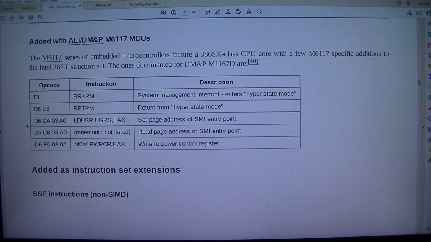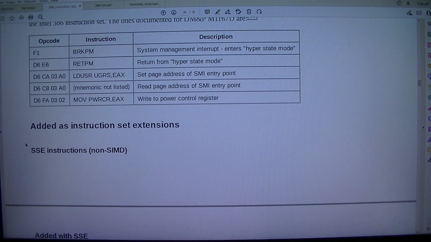D6CA030: mnemonic not listed, set page address of SMI entry point. D6C8030: mnemonic not listed, read page address of SMI entry point. D6FA030 MOVPWRCR EAX: write to power control register.